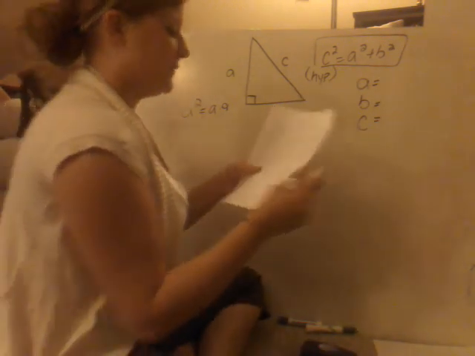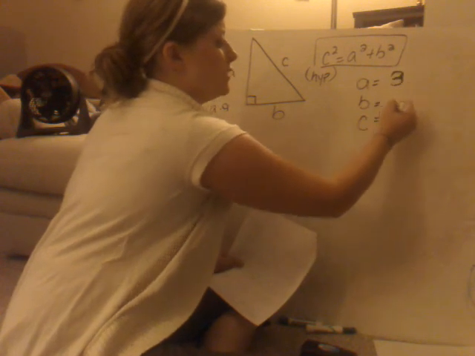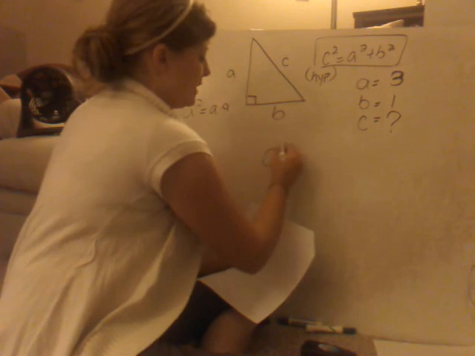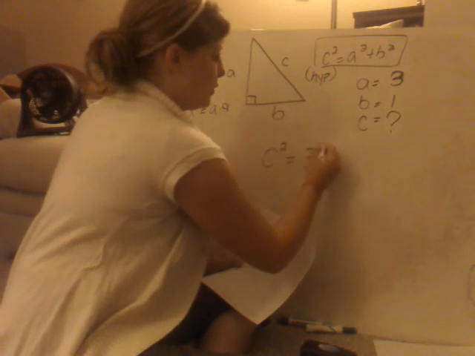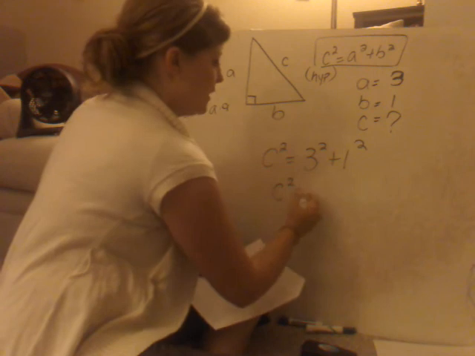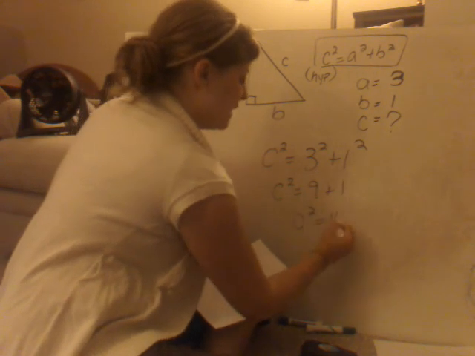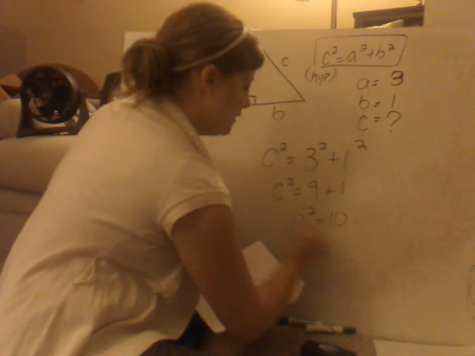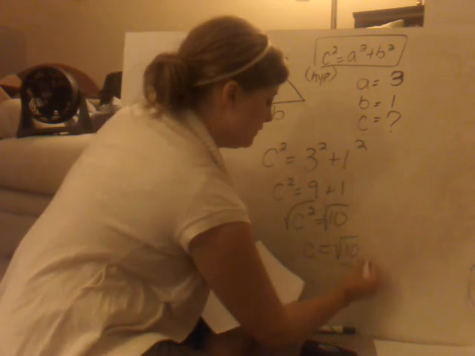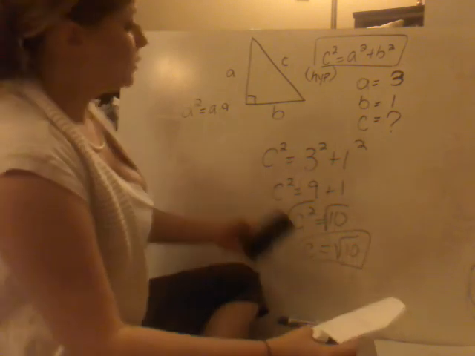Okay, so number 19. I tell you that a is equal to 3, and b is equal to 1. And I'm looking for c. So I have c squared is equal to 3 squared plus 1 squared. C squared is equal to 9 plus 1. C squared is equal to 10. I take the square root of both sides. C is equal to square root of 10, because 10 is a prime number.